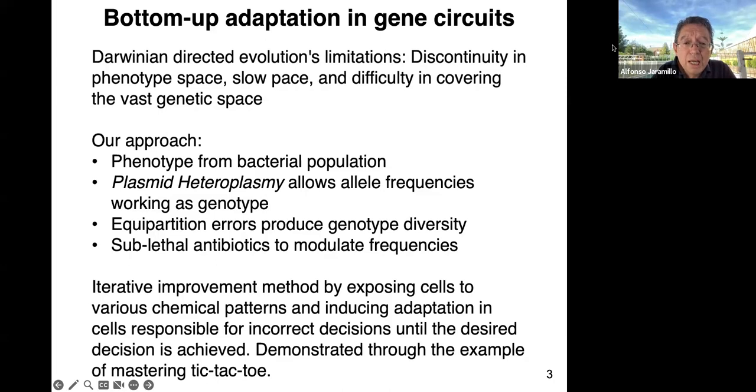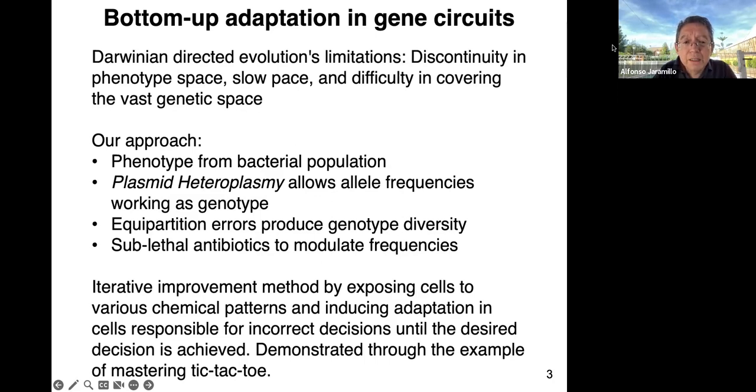So the frequency of that plasmid has been shown, and this was first realized by David Liu at Harvard a few years ago. He published that in a paper, where he used it in base editors, and he introduced the concept of what he called analog memory.